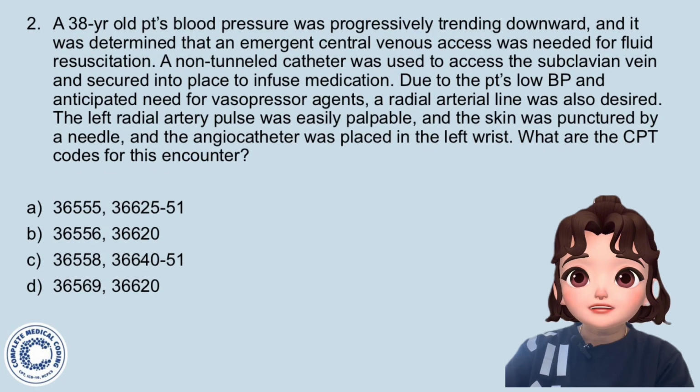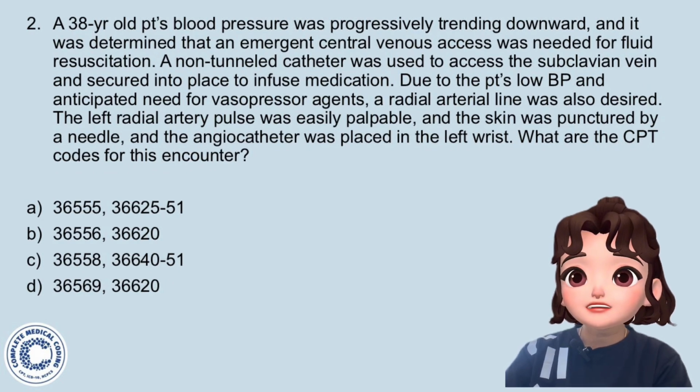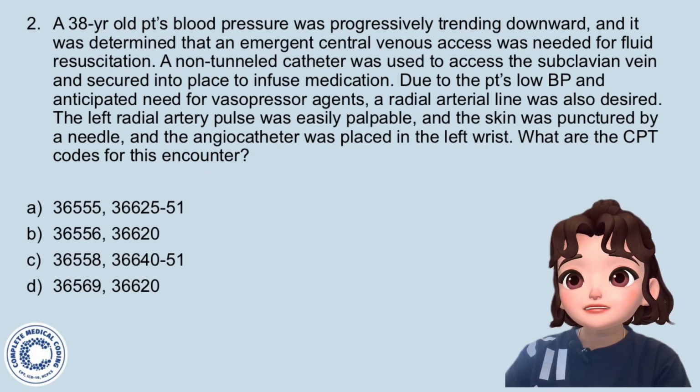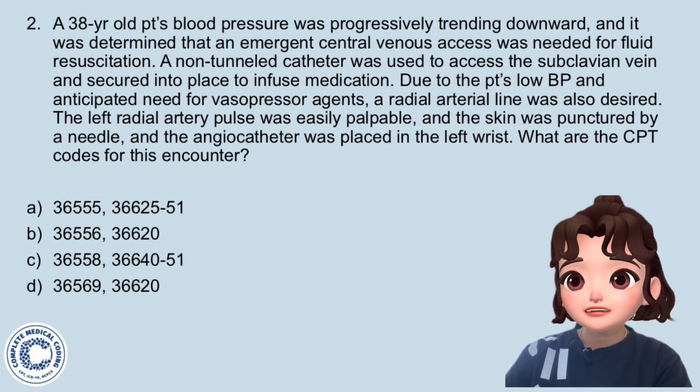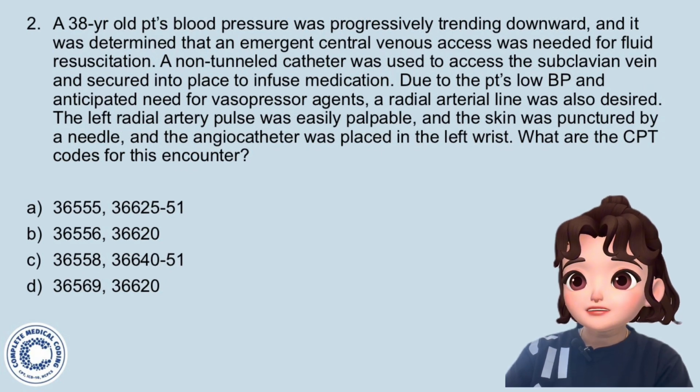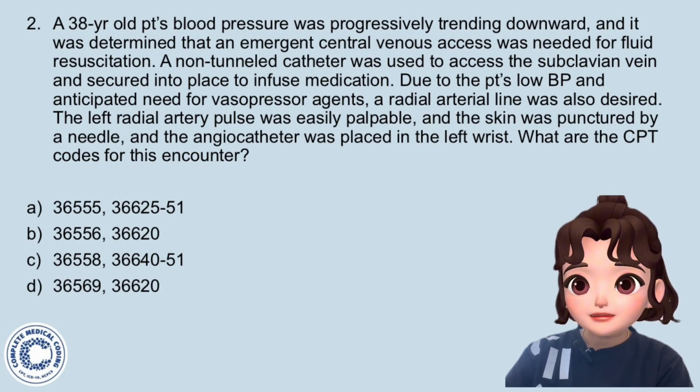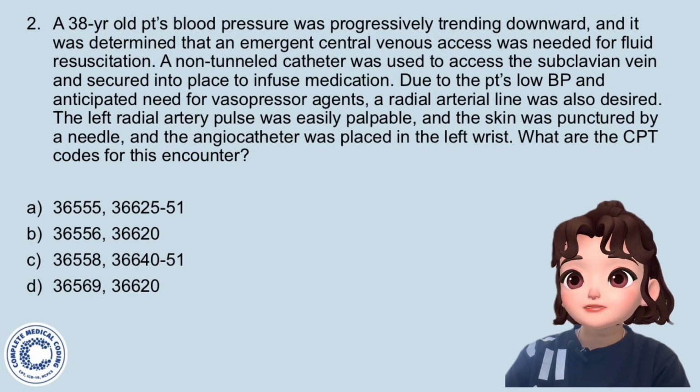Now let's move to second question. A 38-year-old patient's blood pressure was progressively trending downwards, and it was determined that an emergent central venous access was needed for fluid resuscitation. A non-tunneled catheter was used to access the subclavian vein and secured into place to infuse medication. Due to the patient's low blood pressure and anticipated need for vasopressor agents, a radial arterial line was also desired. The left radial artery pulse was easily palpable and the skin was punctured by a needle and the angiocatheter was placed in the left wrist.